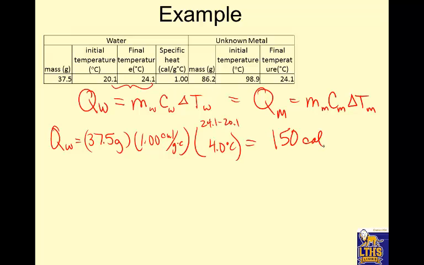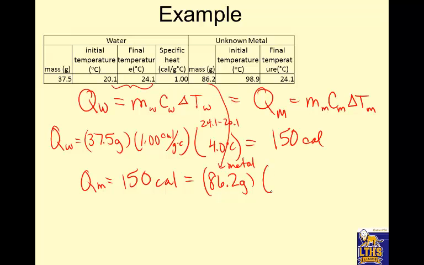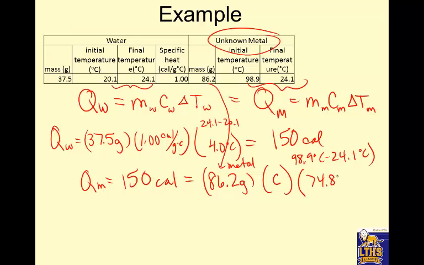150 calories. All right, so you're saying to yourself, hey self, what about the metal? Well, the heat the metal takes in is that. So the heat of the metal has to be 150 calories. But that has to be equal to the mass of the metal, 86.2 grams, times the specific heat of the metal. But wait, we don't know it. So we don't know the specific heat. The temperature change of the metal is 98.9 degrees Celsius minus 24.1 degrees Celsius, which is 74.8 degrees Celsius.